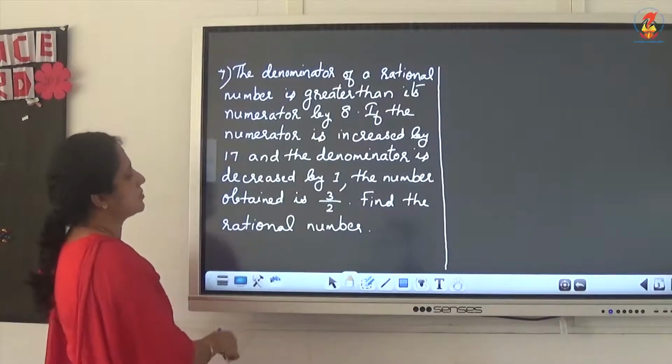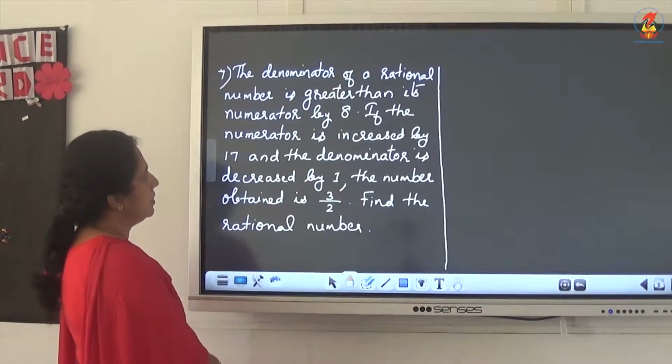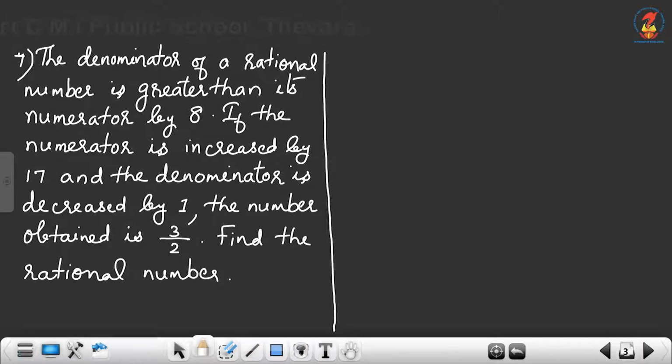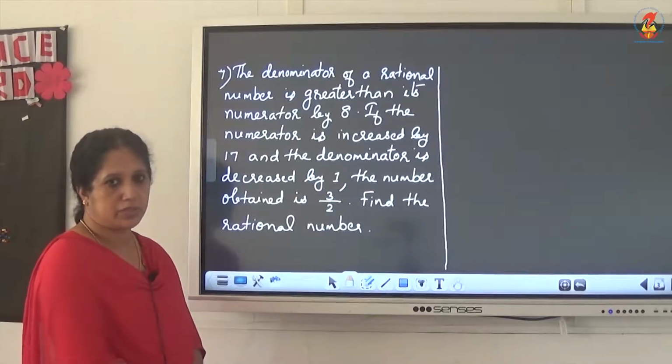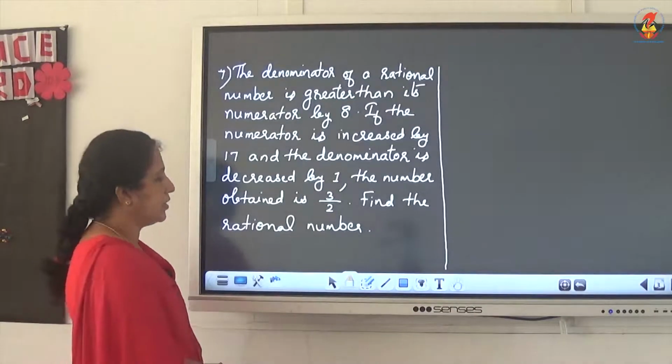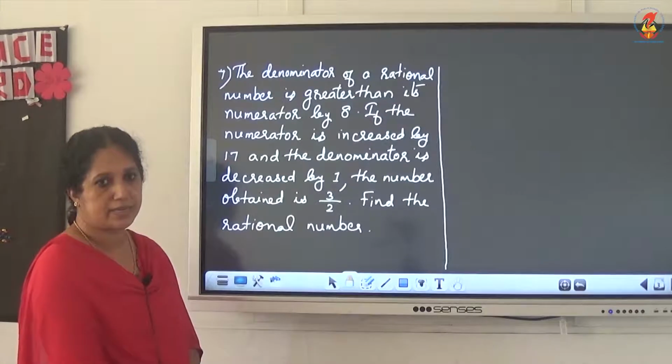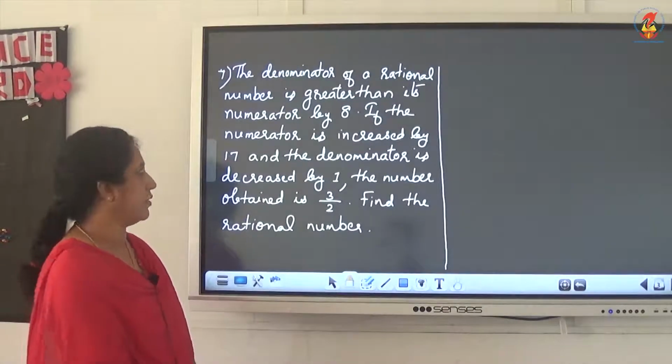We will come to the next question. The denominator of a rational number is greater than its numerator by 8. If the numerator is increased by 17 and the denominator is decreased by 1, the number obtained is 3 by 2. Find the rational number. Here we have to find the rational number. You know the form of a rational number, P by Q form.